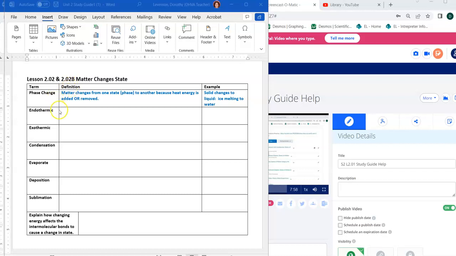These are really just definitions, and you get them straight out of the lesson, and then examples of each. You've got to go through the lesson to get them. The hardest one down here is: explain how changing energy affects intermolecular bonds to cause a change in state.